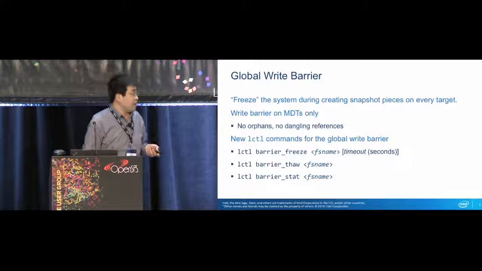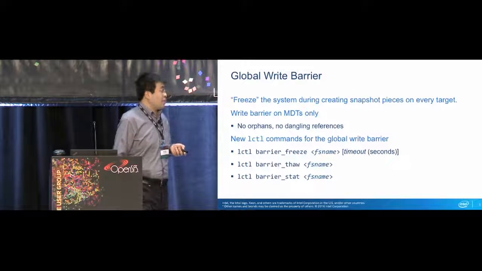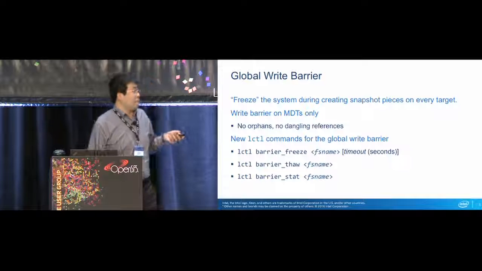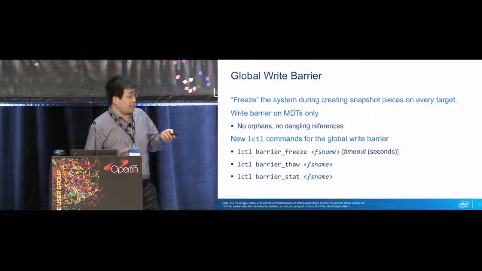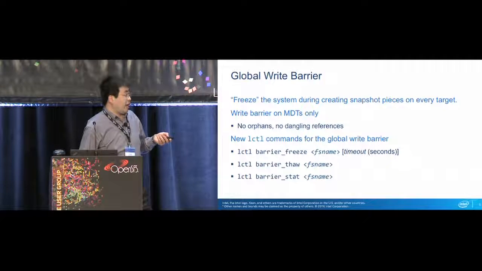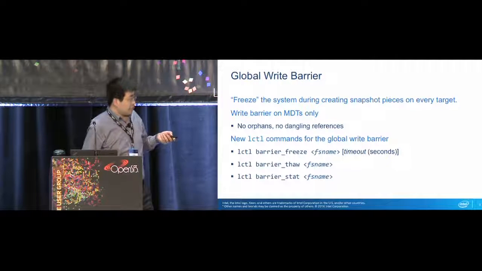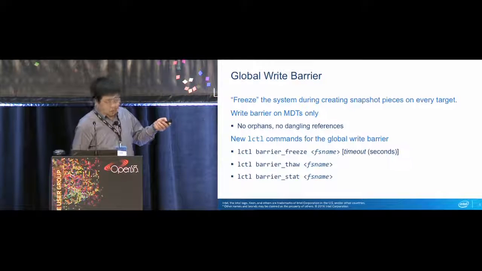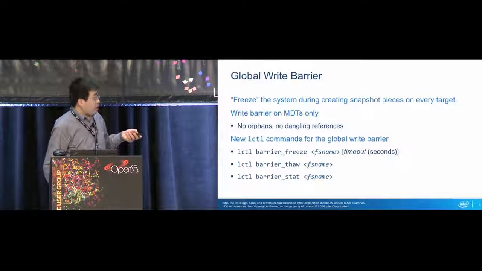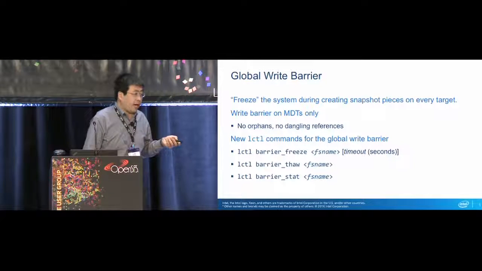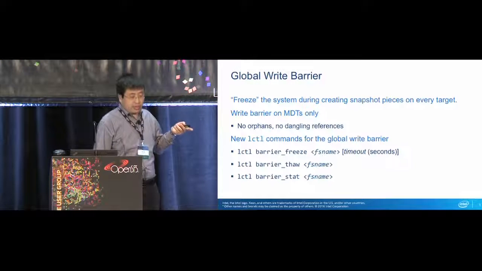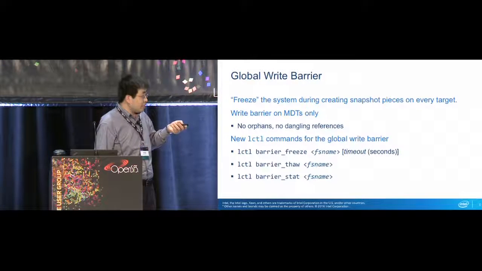For this purpose, we implement some new LCTL commands for the global write barrier, including barrier_freeze to set up the write barrier, barrier_thaw to release the barrier, and barrier_stat to query the barrier status on the OSTs. All these LCTL commands will be used by the snapshot, but they are not dependent on the snapshot and not inside the snapshot.